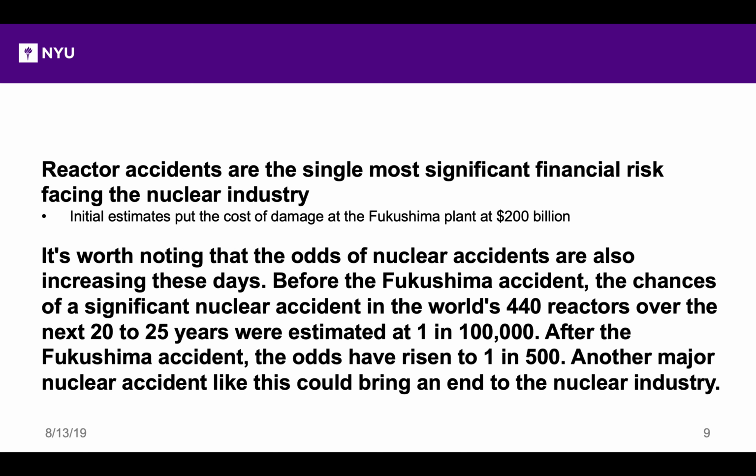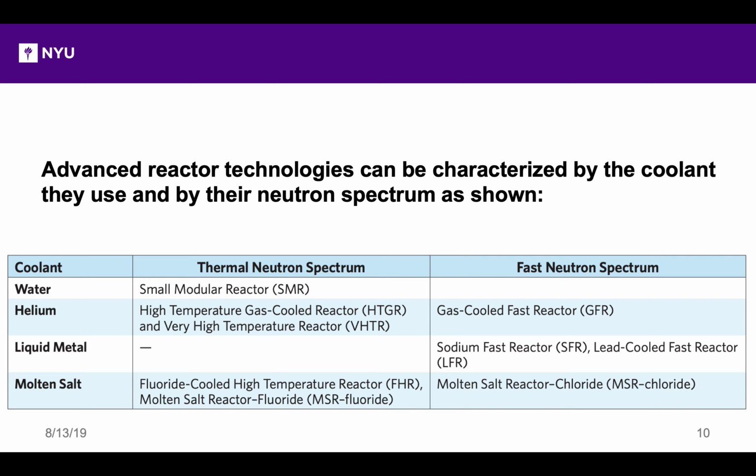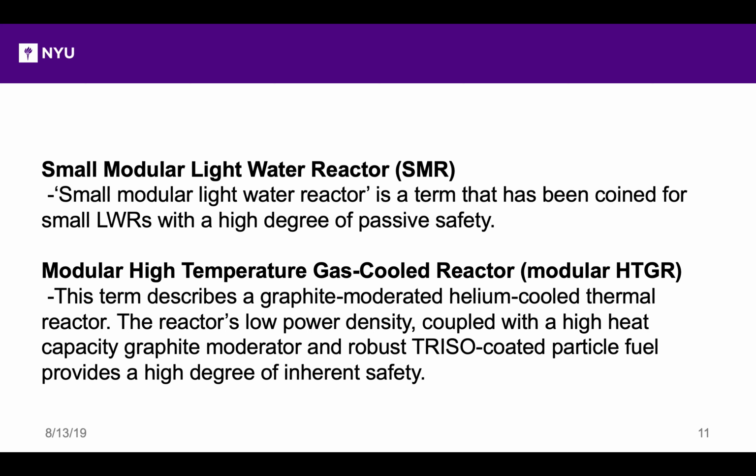Next, advanced reactor technology can be characterized by the coolant used and by the neutron spectrum, as shown in the following table. The coolant transfers the heat produced in the reactor to the electrical generator or other system that utilizes the heat. Next, I'll start providing a brief description of different types of advanced reactors, which can range in power output from micro-size, that is less than 10 megawatts of electricity generating capacity, to small modular designs.